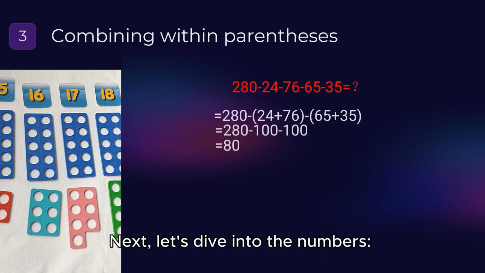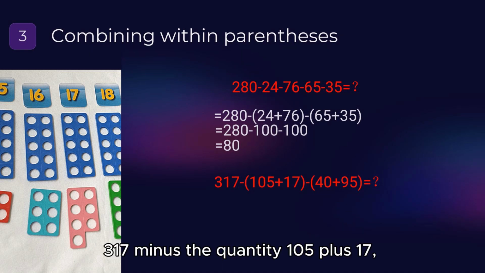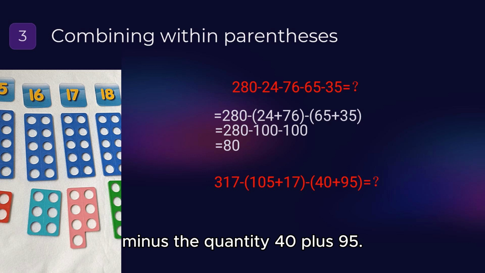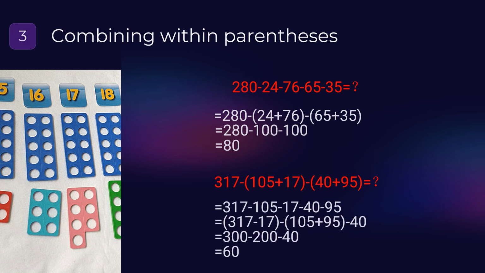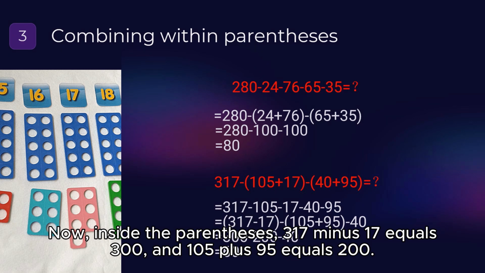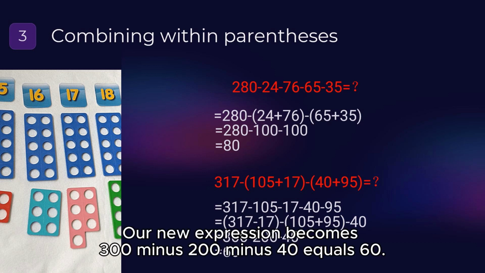Next, let's dive into the numbers: 317 minus the quantity 105 plus 17, minus the quantity 40 plus 95. Let's regroup and rewrite the equation. Now, inside the parentheses, 317 minus 17 equals 300. And 105 plus 95 equals 200. Our new expression becomes 300 minus 200 minus 40 equals 60.